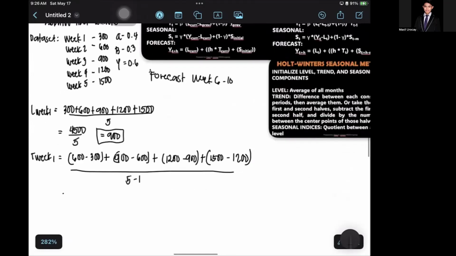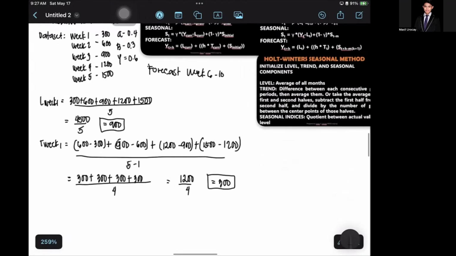Now, you have to do it in a step-by-step manner. 600 minus 300, it will become 300. Plus 900 minus 600, it will become 300. Plus 1,200 minus 900 equals 300. 1,500 minus 1,200 equals 300. And then over 4. 3, 6, 9, 12, that is 1,200 divided by 4. So that is 300. So your trend right now is 300.